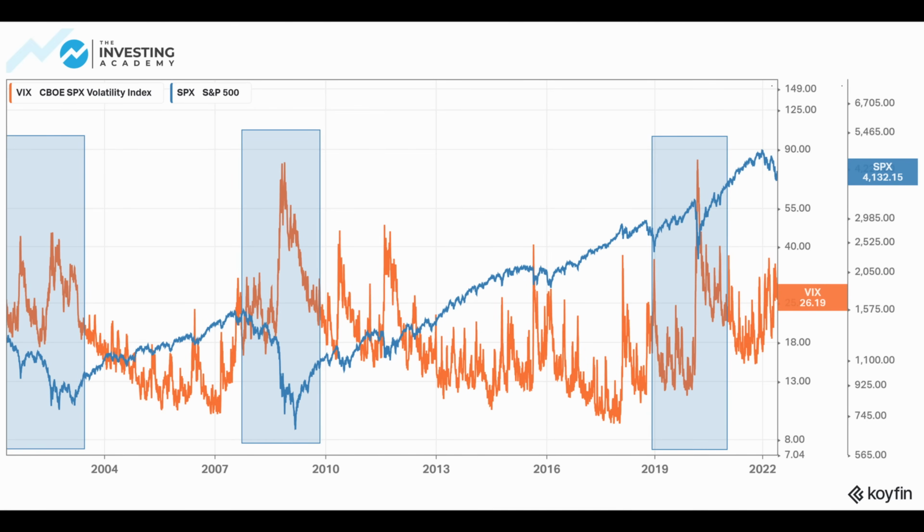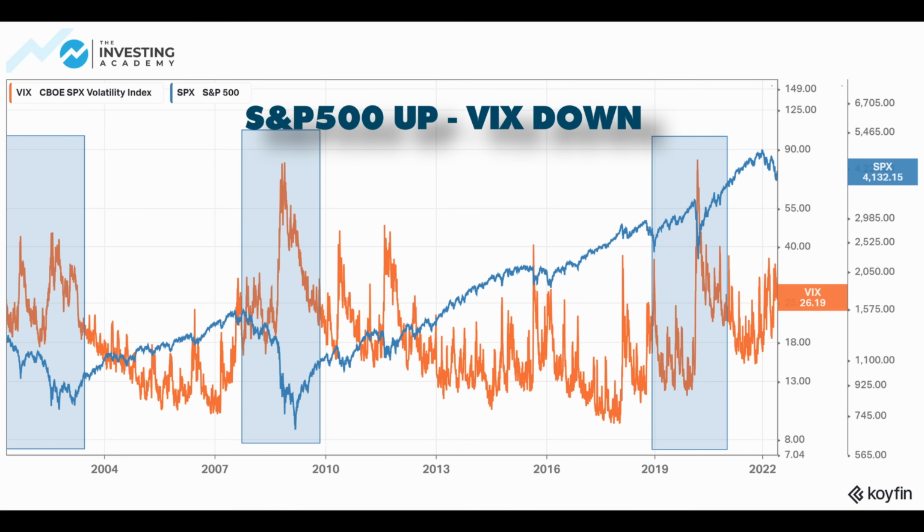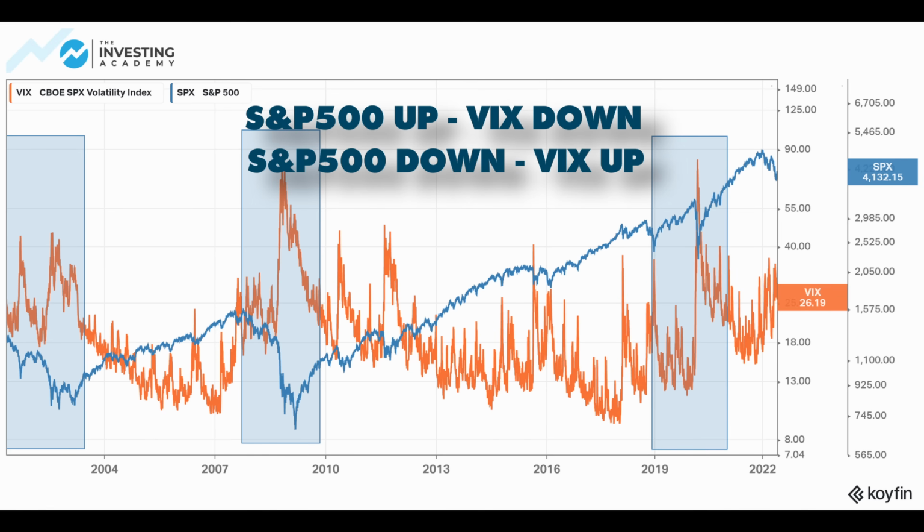More importantly for us is, what can it tell us, or how can we use this VIX to help us in our decision making as we manage our portfolios? One of the first things you're going to notice when you start looking at this is that the VIX is negatively correlated to the S&P 500. They move in different directions. For example, when the S&P 500 is up, you're going to see the VIX down. And when the S&P 500 is down, you're going to see the VIX up.